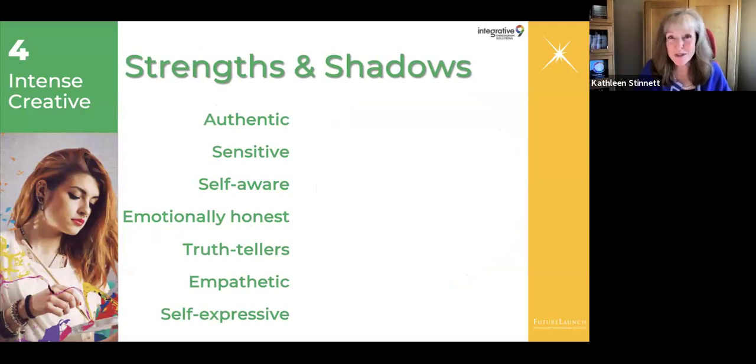4s tend to be truth tellers. If they're in a room and something is happening and everyone else wants to look beyond that and not pay attention to it, that 4 will say, how can we look beyond this thing that we can all see? And so they tend to be the ones who are willing to engage in that level of conversation.